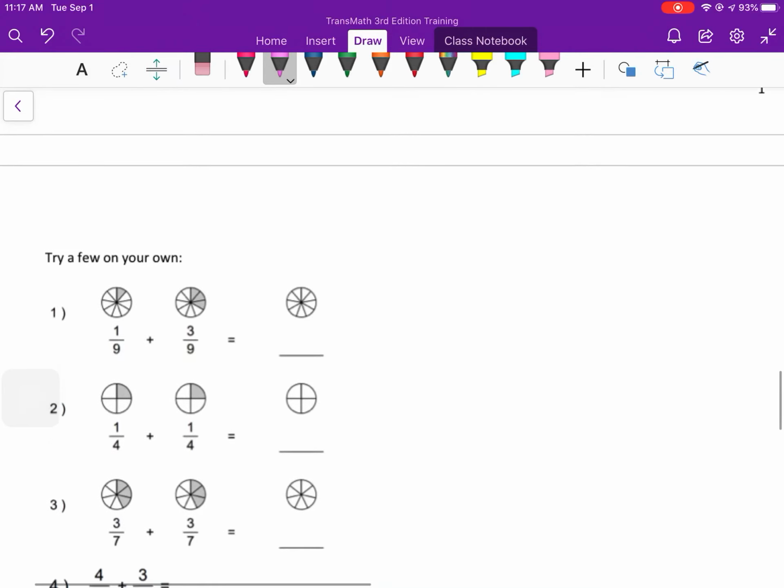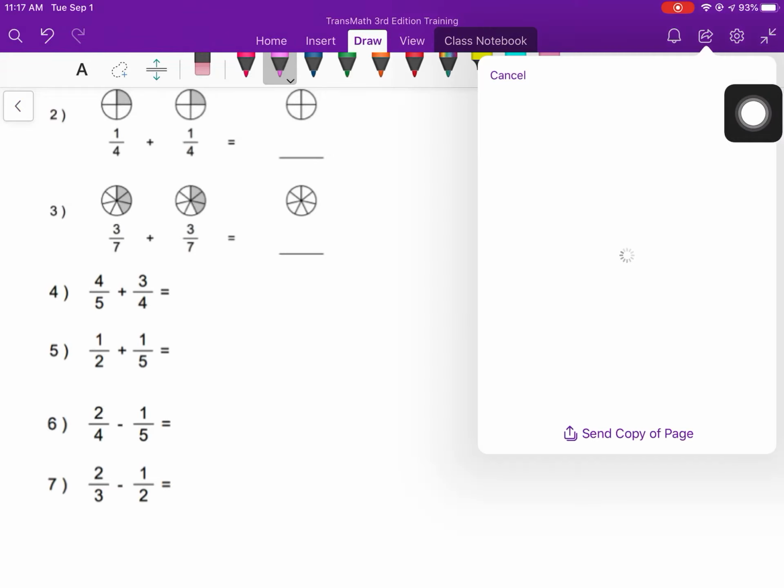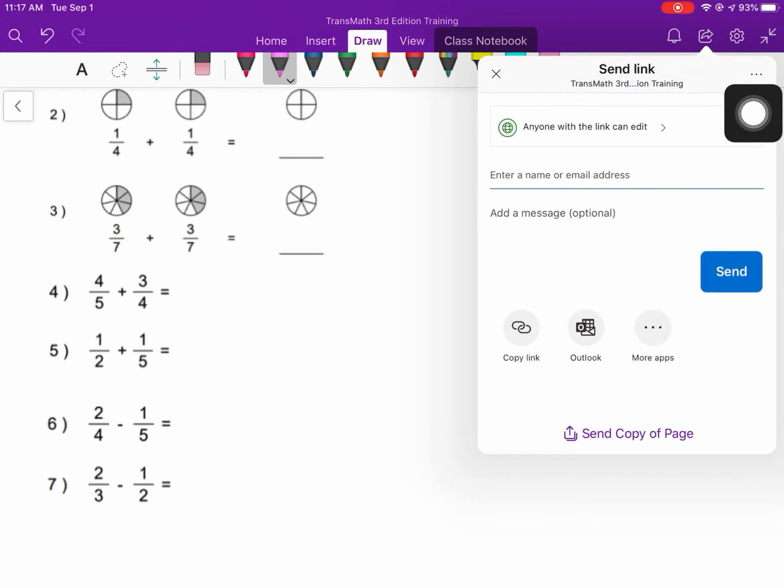So I have a few for you to try on your own. I have a couple with common denominators and then a couple without common denominators. Show all of your work, do your best, and then make sure that you use the Share up here to turn back in your assignment to me.